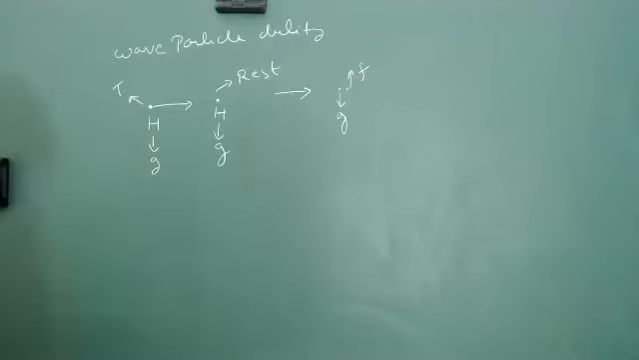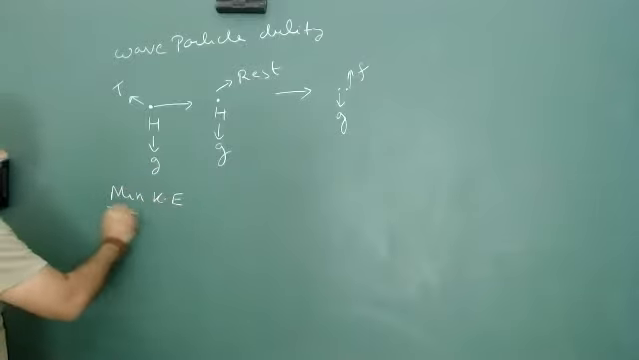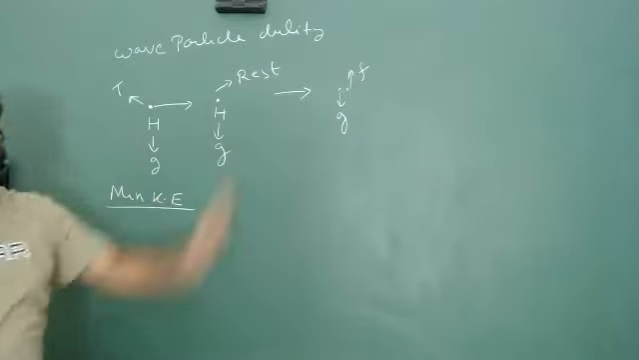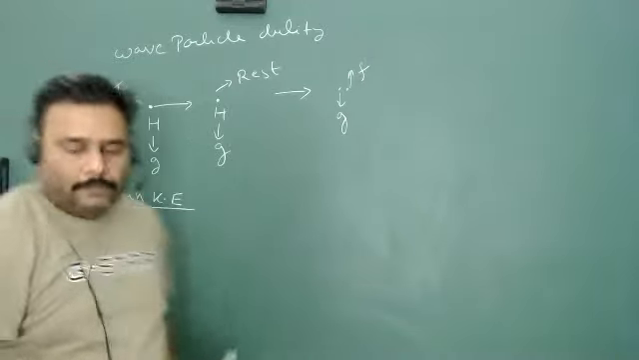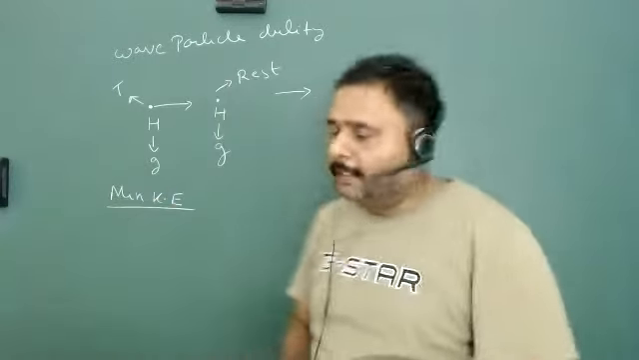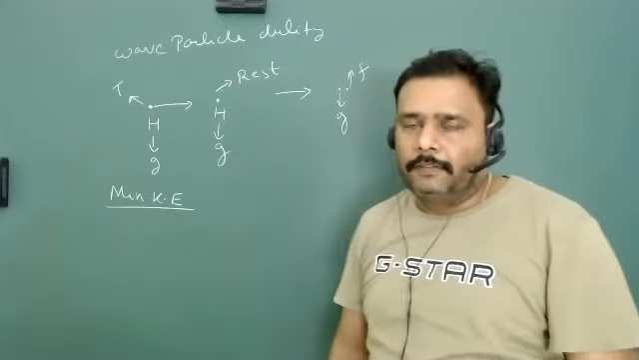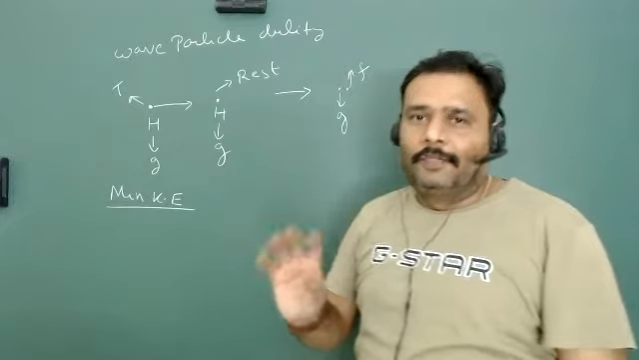So what do you have to find? You have to find the minimum kinetic energy such that this event is going to happen. What is the meaning of minimum kinetic energy? It is the threshold energy. And don't compare this threshold energy with the photoelectric effect. I am just using the word threshold.